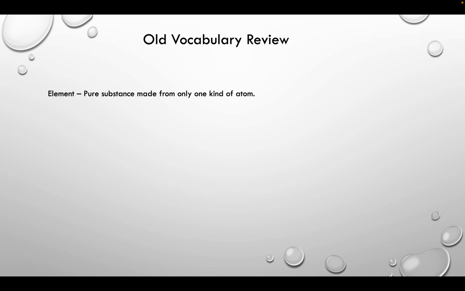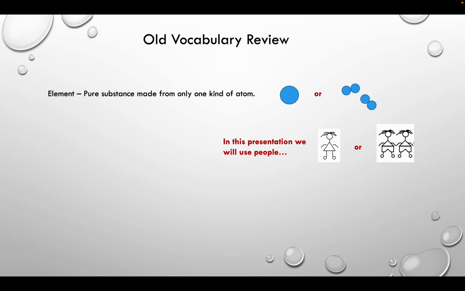Before we get too far, we need to make sure that we have our vocabulary down. An element is any pure substance that is made from one kind of atom. We could represent that by a circle, right? That's an atom. An element, if there's more than one atom, they all have to be identical. In this presentation, we're going to use people. So here I have a person, and if I wanted to have more than one and still be an element, they would have to be twins.